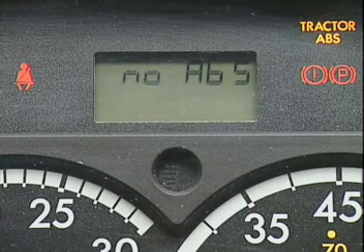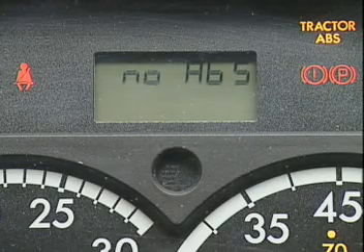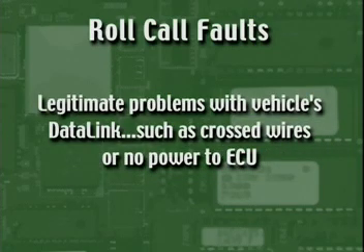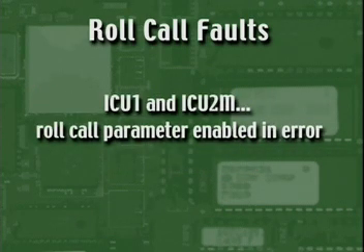While roll call faults can be confusing to diagnose, there are only three situations in which they occur. The ECU for which the roll call fault is being reported does not properly support the roll call function. When there is a legitimate problem with the vehicle's data link, such as crossed wires or no power to an ECU. Or when the ICU-1 or ICU-2M roll call parameter was enabled in error.